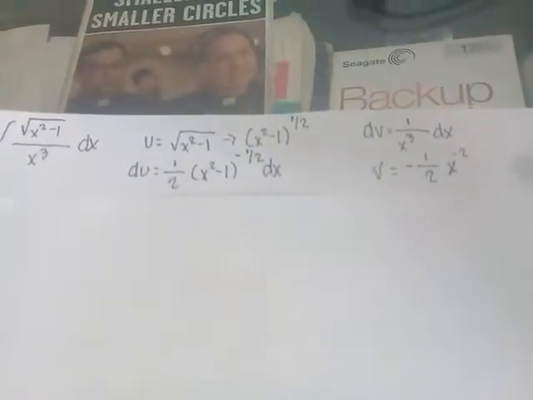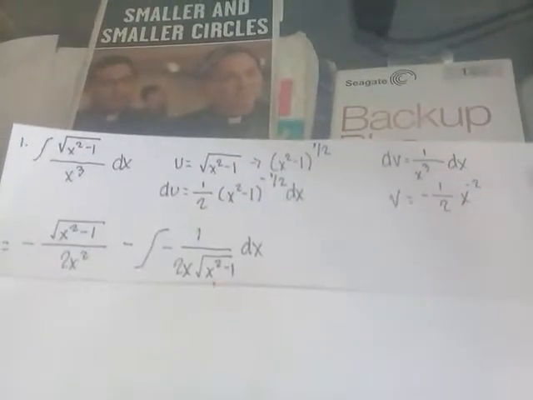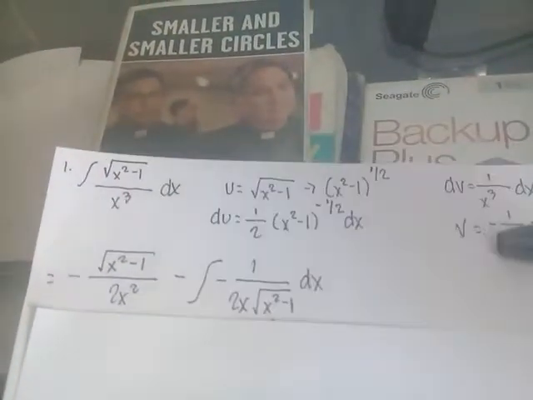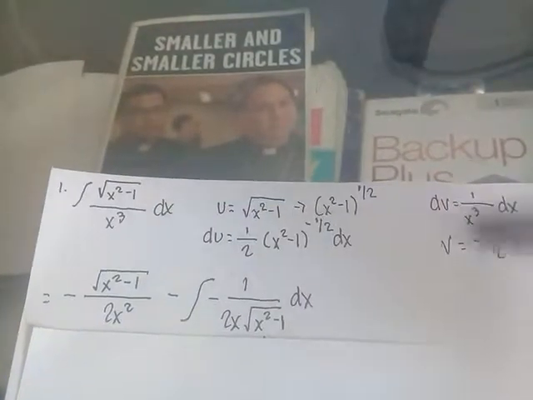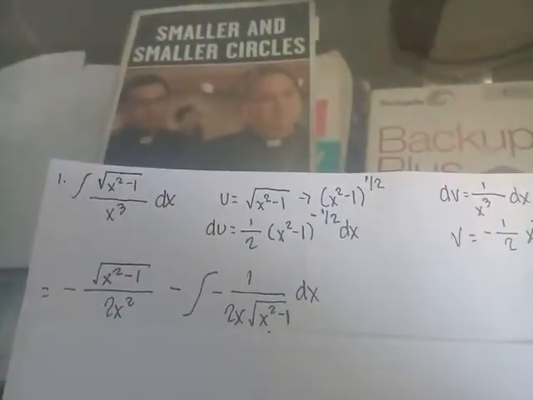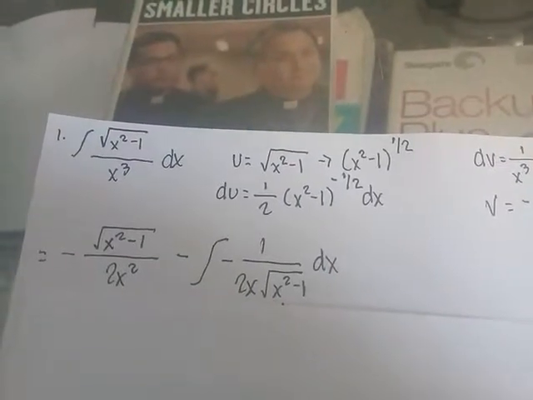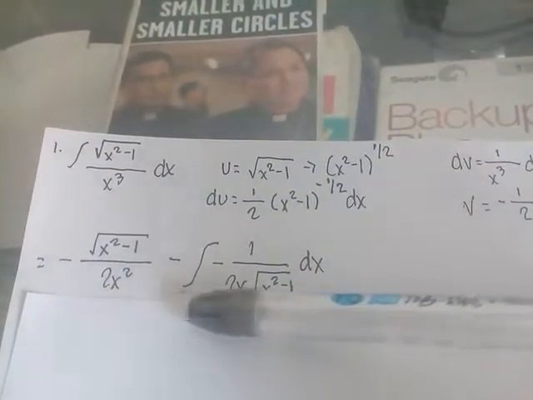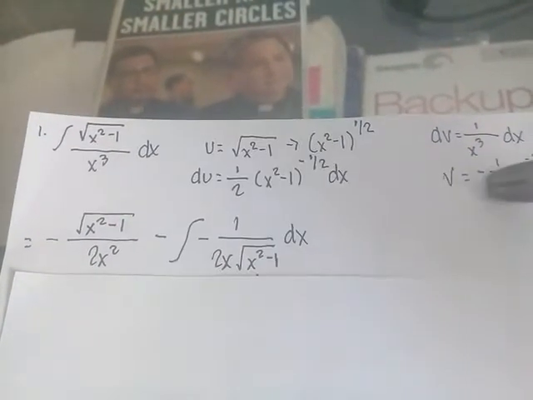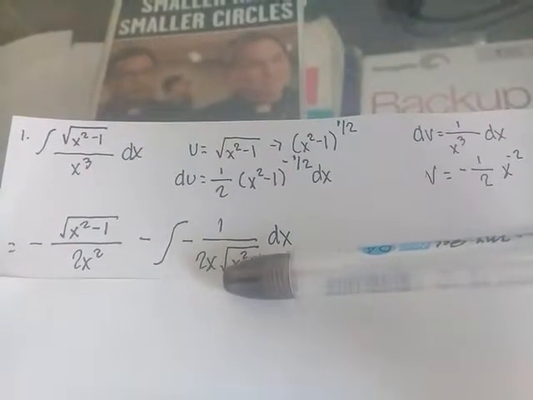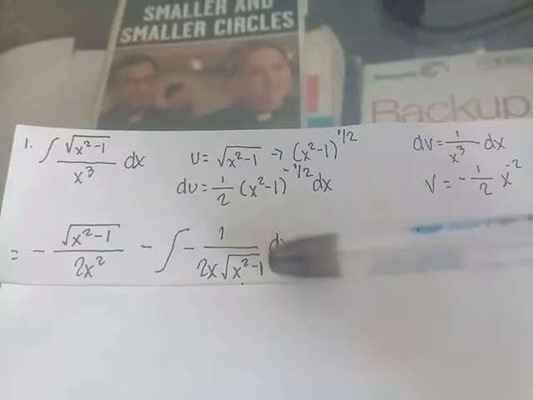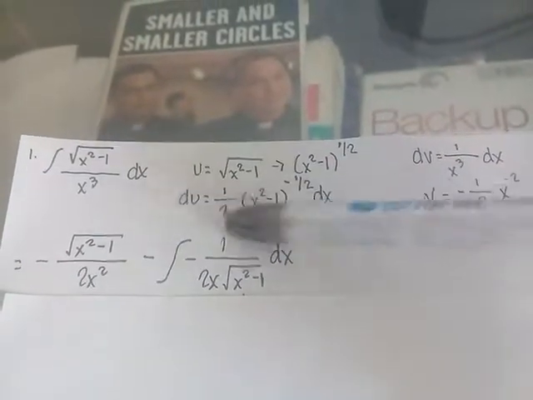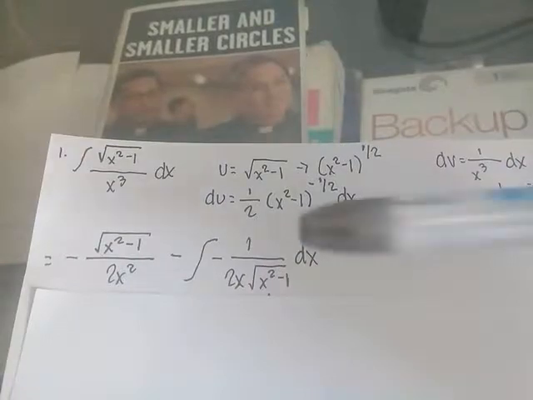So we will now apply the formula for integration by parts, which is uv minus the integral of v du. For our uv, we will have negative square root of x squared minus 1 over 2x squared, minus the integral of negative 1 over 2x, then the radical of this one, so square root of x squared minus 1 dx. So we will now find the integral for this one.